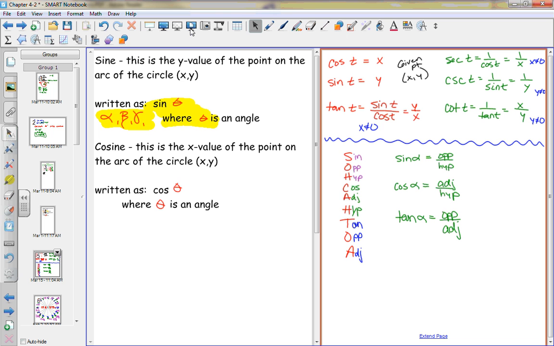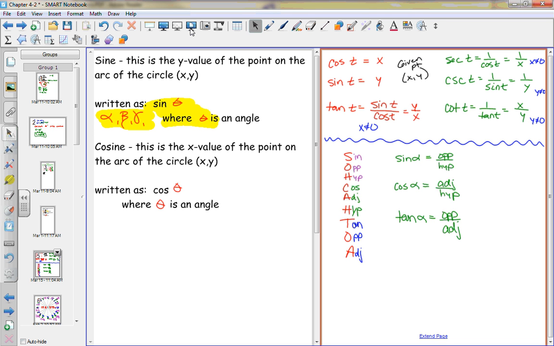When you divide by a fraction, you multiply by the reciprocal. Hypotenuse cancels out, and you're going to get opposite over adjacent. So what you need to understand is that tangent is, in fact, sine over cosine. So we have several definitions for tangent now, don't we? Do we understand that? We have another definition for tangent.